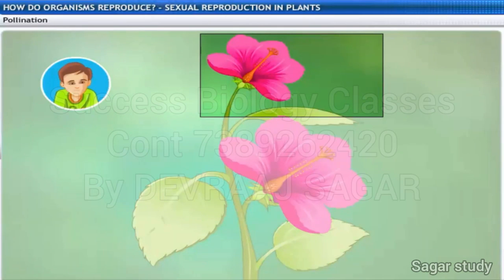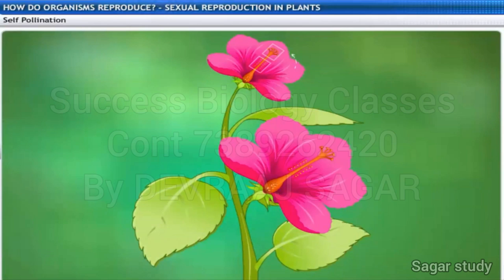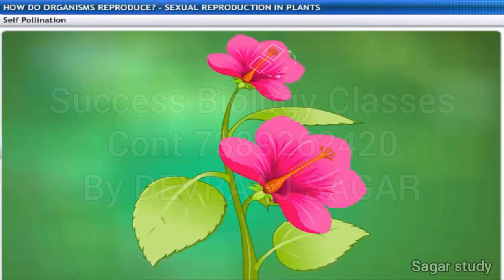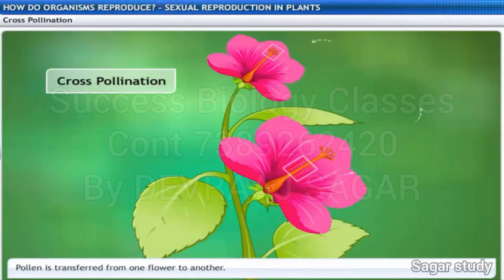Stigma of the same flower or a different flower? Well, in bisexual flowers it could happen both ways. If this transfer of pollen occurs in the same flower, it is referred to as self-pollination. On the other hand, if the pollen is transferred from one flower to another, it is known as cross-pollination.